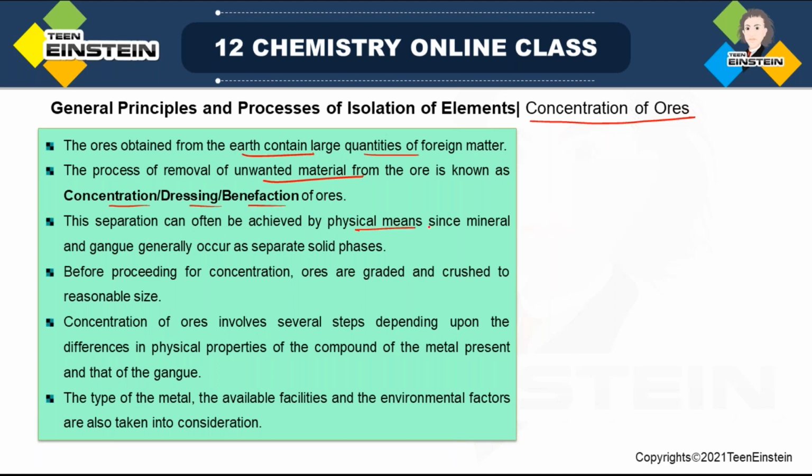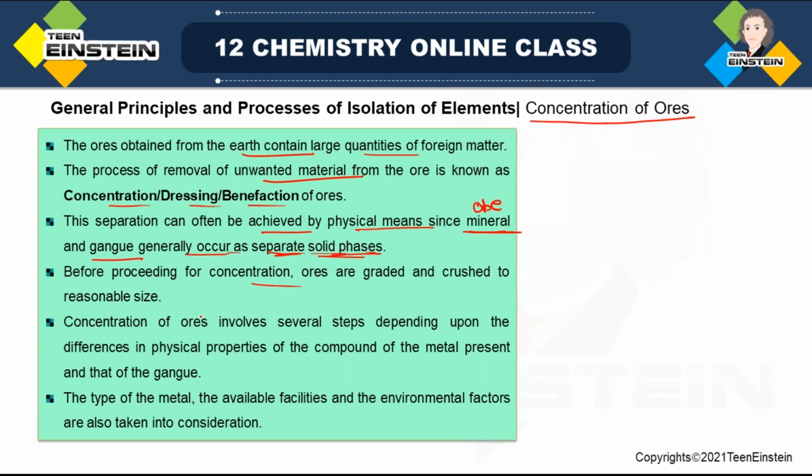This separation can often be achieved by physical means. It is not that you can always do so; sometimes you can. And you can do it by physical method when mineral and gangue generally occur as separate solid phases. Mineral you can also call ore, because we use only those minerals which contain a very high percentage of the metal, as salt or oxide or carbonate, whatever it is, and those minerals will be called ore. So you will see sometimes it is mentioned as mineral or ore, but that is actually the same thing, right? So when the gangue, that is the foreign matter, is already present as a separate solid phase, visually you can easily understand which part is not desired. In that case, by physical means you can do the separation.